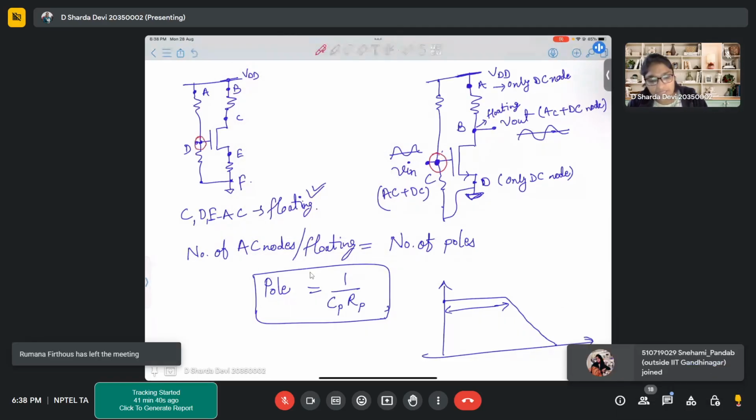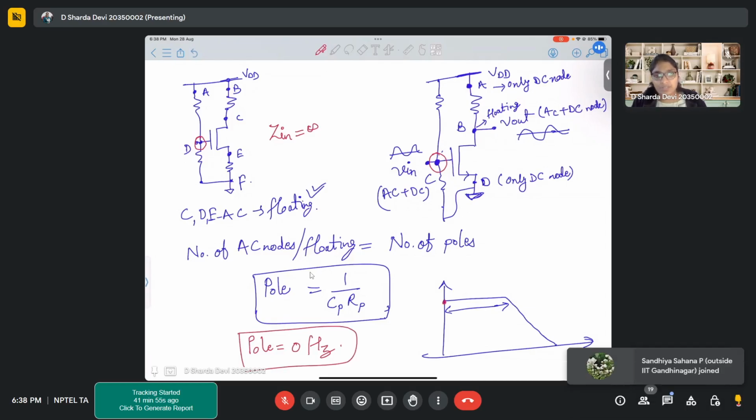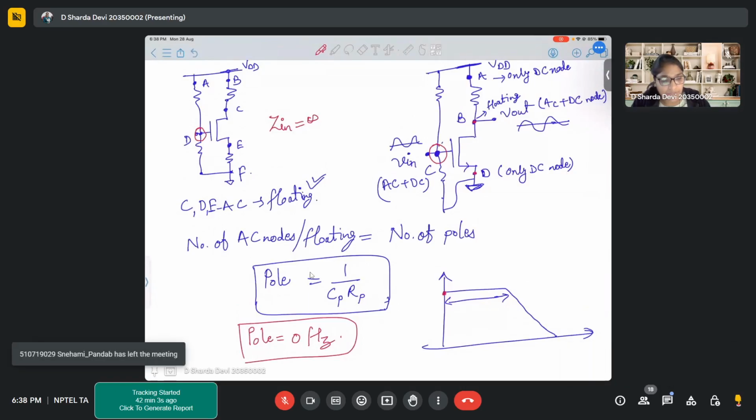Because what we say, Zin is infinite, right? The moment Zin is infinite, your pole will be zero. So the pole will be, let's say, at 0 hertz. So there is already a pole present at zero. Now, we don't consider this particular pole. Rather, we look into the other poles which are present. And the other remaining poles will actually define your bandwidth.